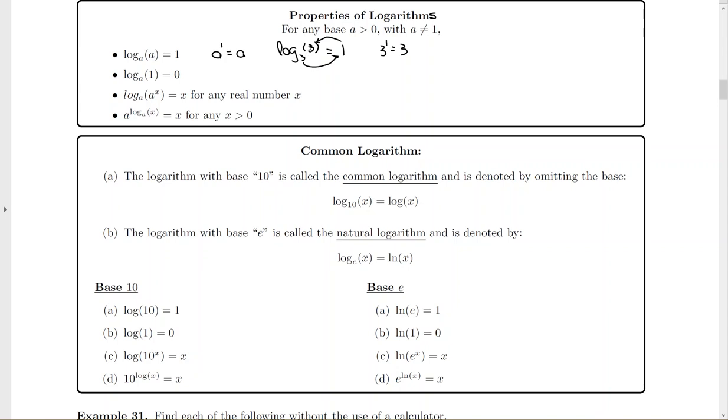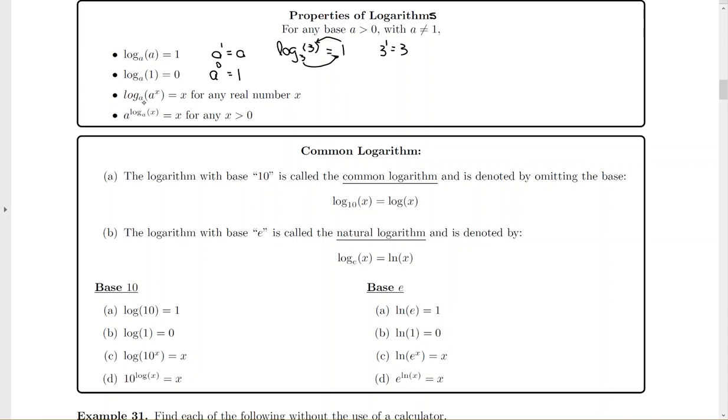And it wouldn't matter what these were. It could be log base 5 of 5, log base 27 of 27. They're always going to equal 1. Same holds true here. Log base a, and it doesn't matter what the base is as long as it's greater than 0, log base a of 1 equals 0 because any number to the 0 power will always equal 1. So log base 10 of 1, log base 3 of 1, log base 27 of 1, it's automatically going to equal 0.